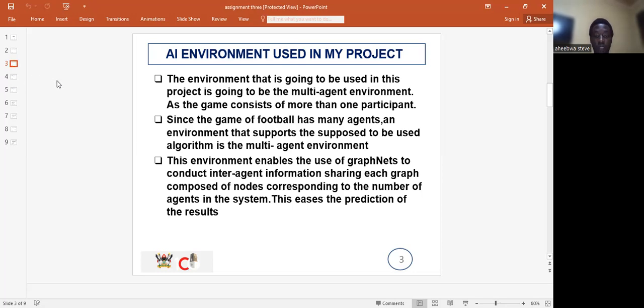The environment enables use of graph nets to conduct inter-agent information sharing. Each graph is composed of nodes corresponding to the number of agents in the system. And this eases the prediction of results.